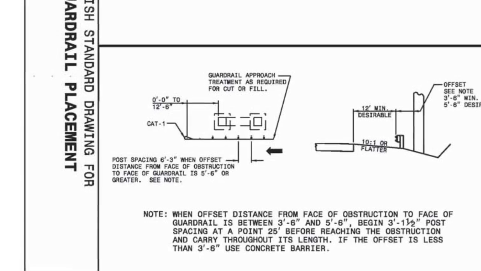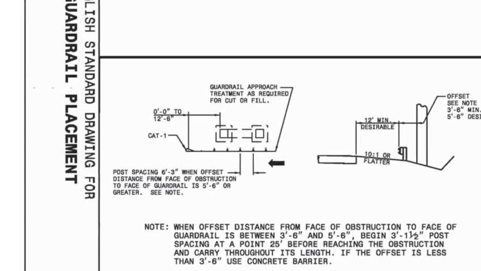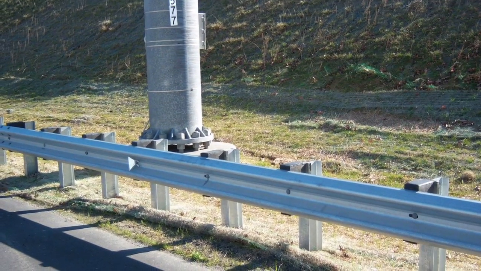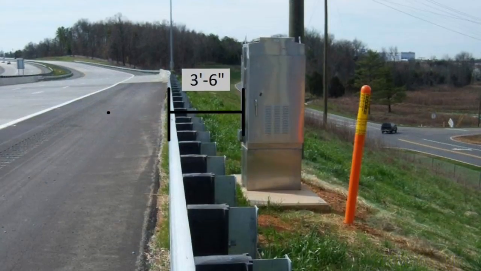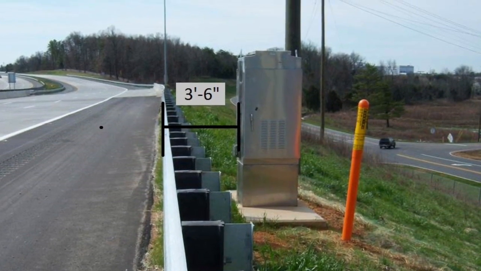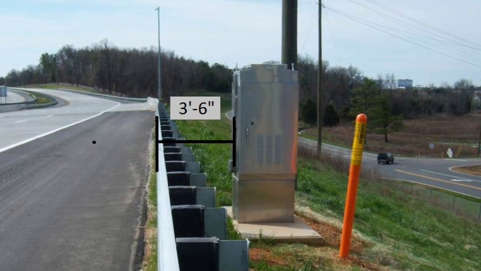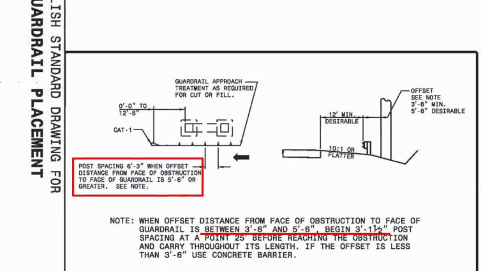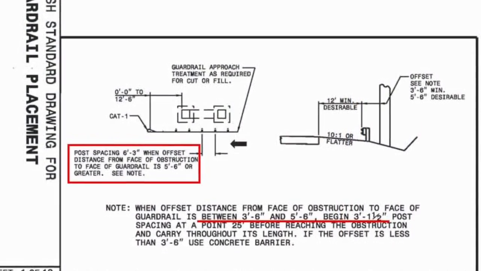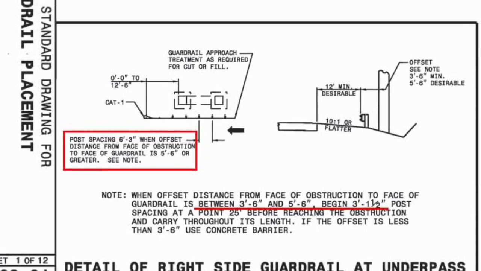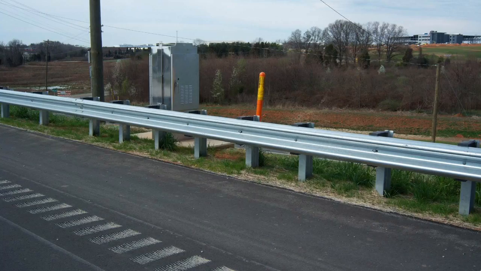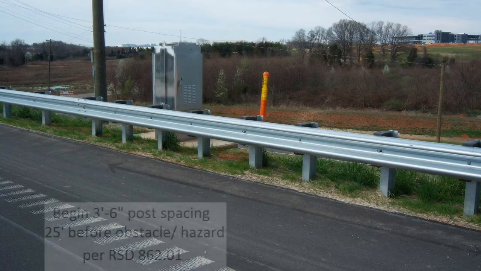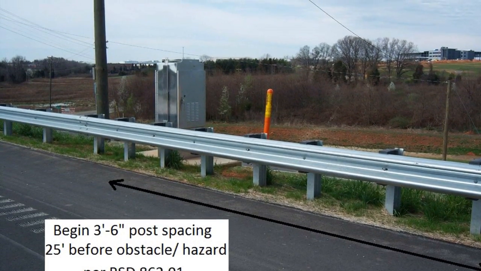If the offset distance is 5 feet 6 inches or greater, then the standard post spacing is acceptable. However, in this example, the overhead sign support and the signal cabinet are less than 5 feet 6 inches from the face of the rail. Therefore, in order to stiffen the rail and reduce the amount of deflection of the rail, additional posts must be installed. Those additional posts must begin at least 25 feet in advance of the hazard.